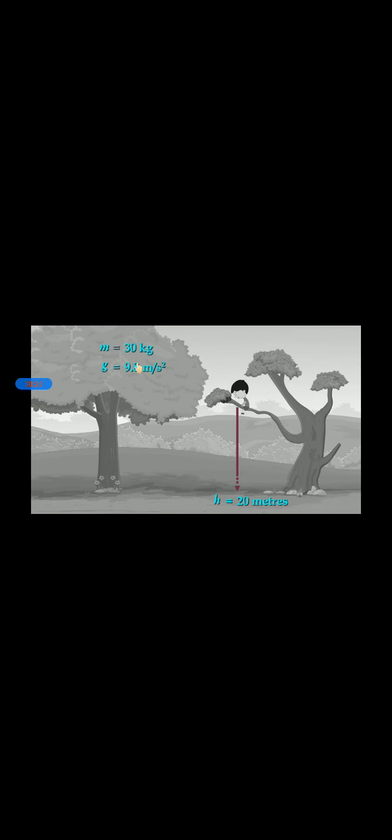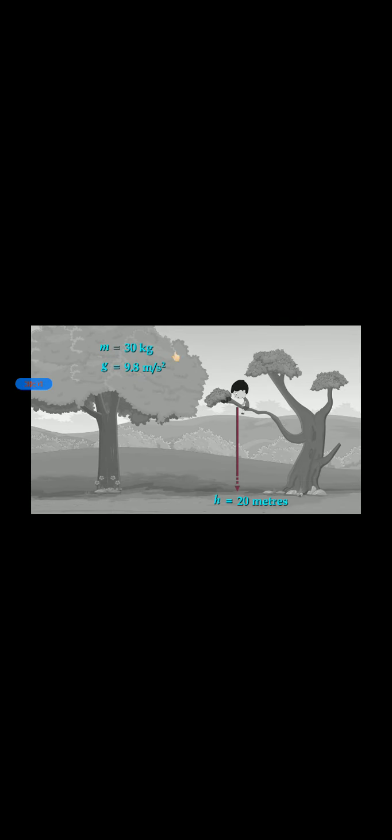To the top of the tree, and he will now be our object, and his weight is 30 kg. So mass becomes 30 kg. g, that is the acceleration acting on it, is gravitational acceleration. The value of gravitational acceleration, which we just took in the example, is 9.8 meter per second square. What could be the h value? That is the height of this object from the ground, which is 20 meter.